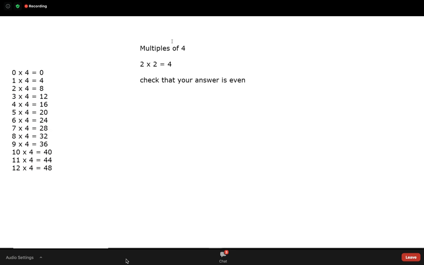Okay, so now if we look at the numbers here, you'll notice that all of them are even. They all end in even numbers, which makes the numbers even. The other thing that I want to point out is that when you're checking to make sure your answer is even, just because the answer is even doesn't mean that your answer is correct.